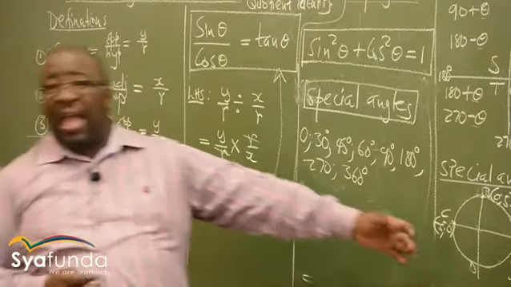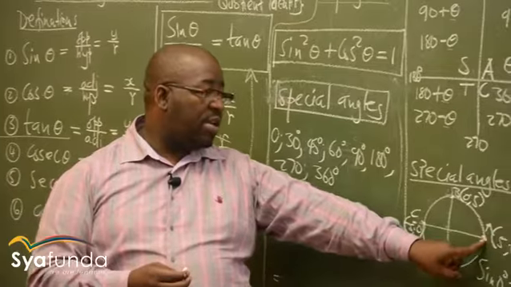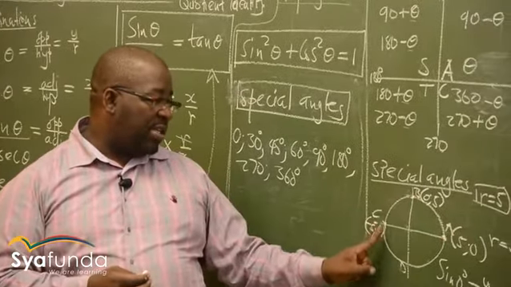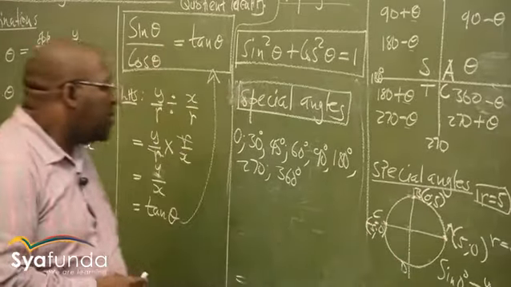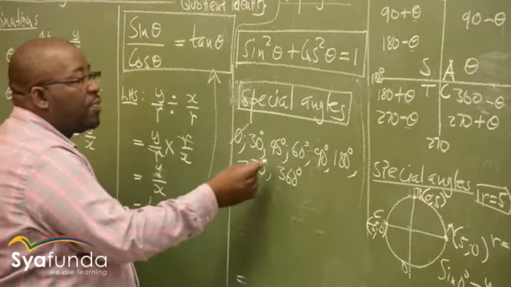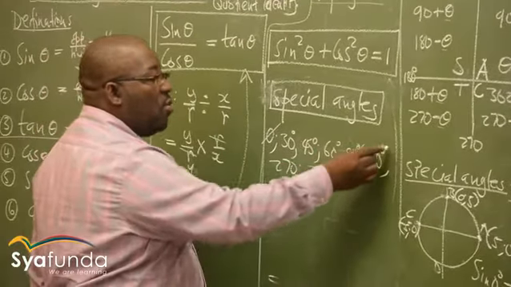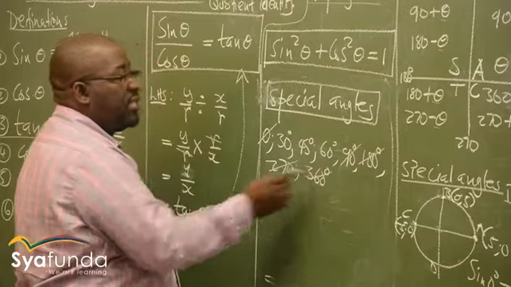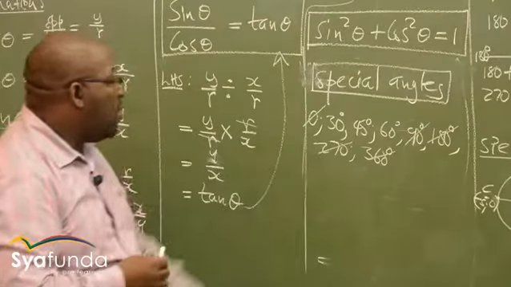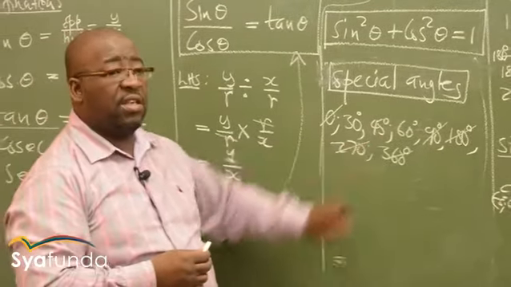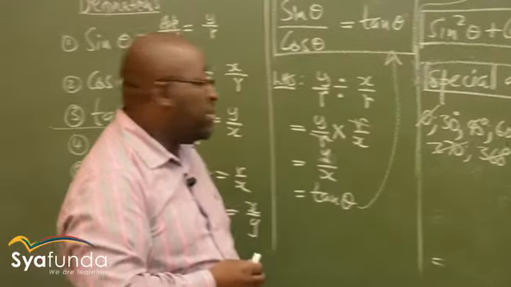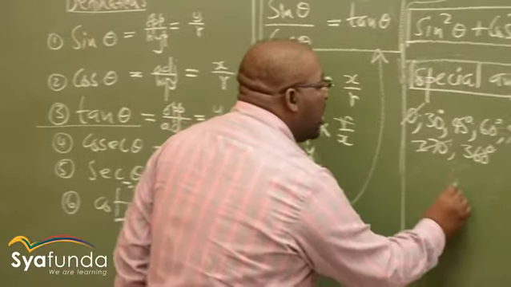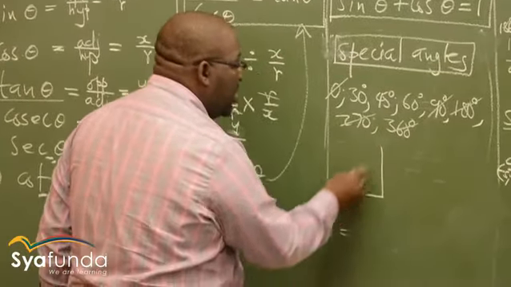But this circle that I have here caters for 0, 90, 180, 270, and 360. What about those three? What about 30, 45, and 60? We do have triangles to explain those. We use these triangles to explain these three.